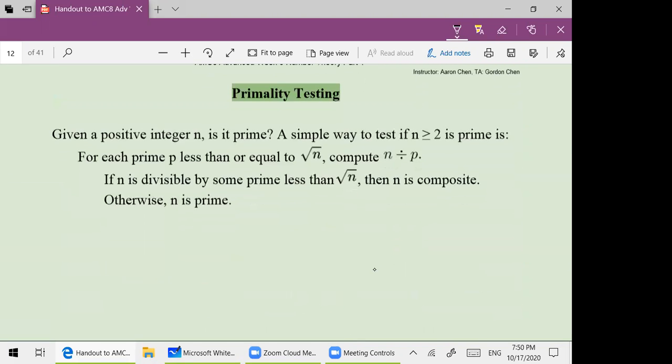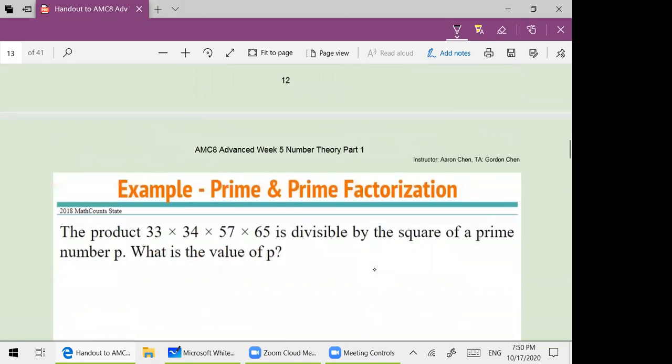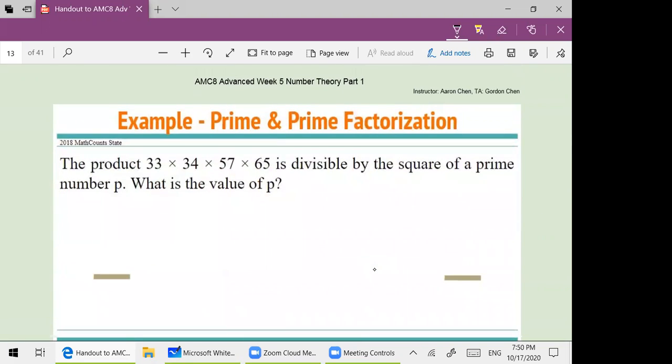So a way to test if something is prime, there's no really good way. There's really mostly just this. Okay, now here's your next example.